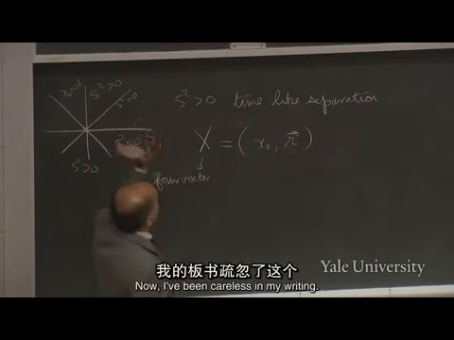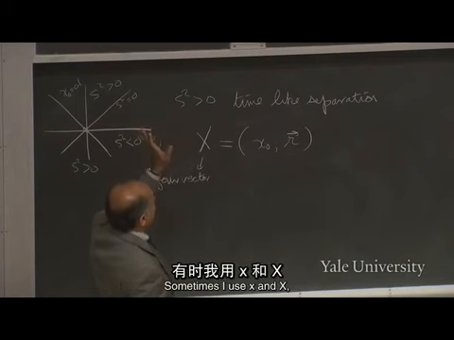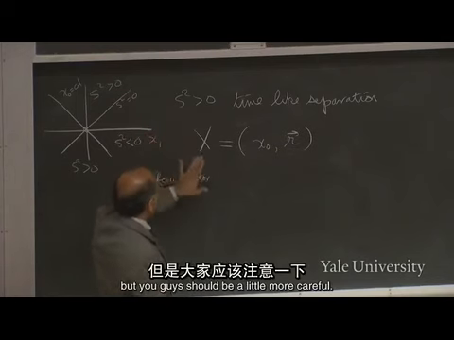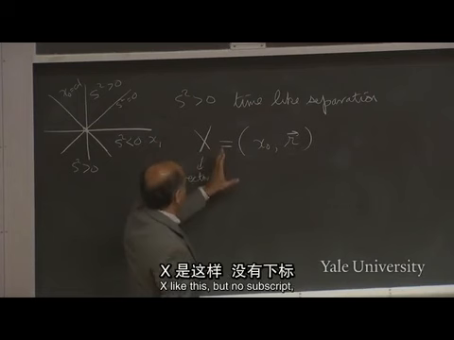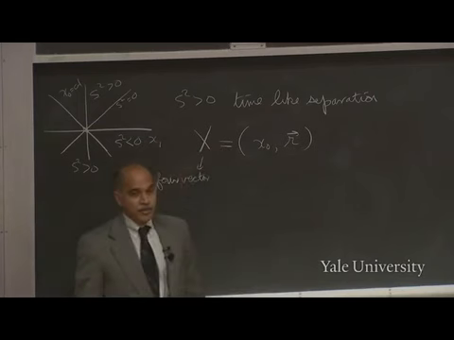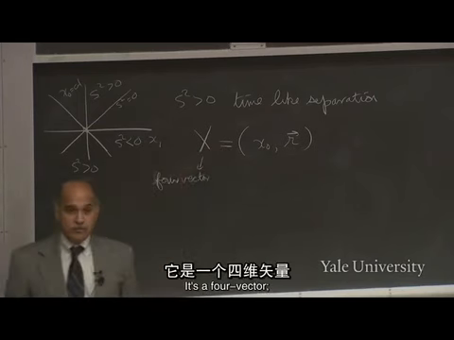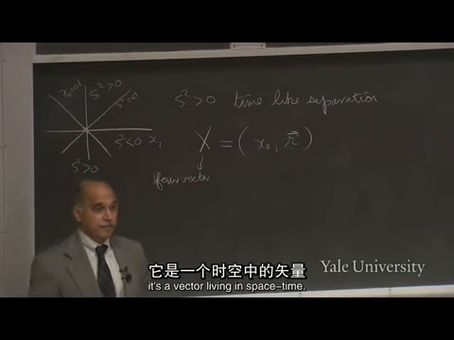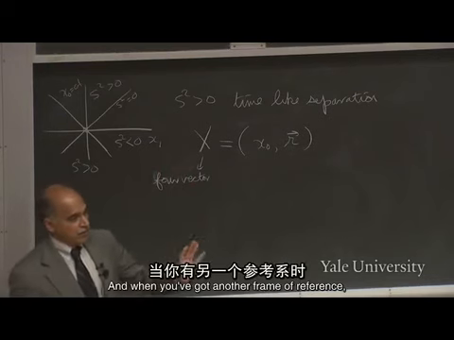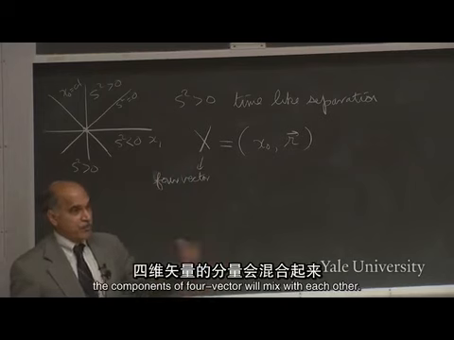Now, I've been careless in my writing. Sometimes I use small x and big X, but you should be a little more careful. Big X like this with no subscript will stand for these 4 numbers. It is a 4-vector. It's a vector living in space-time. And when you go to another frame of reference, the components of the 4-vector will mix with each other.